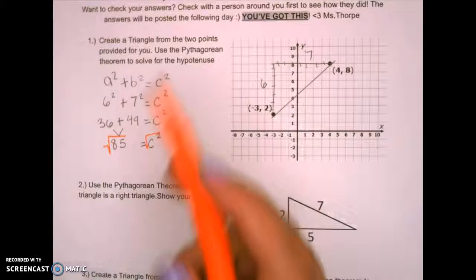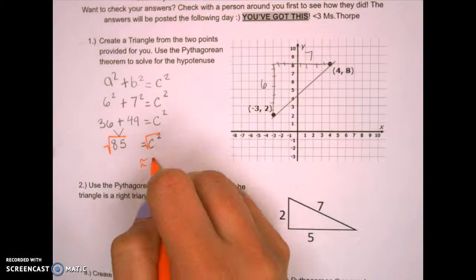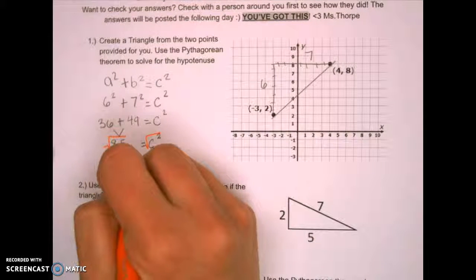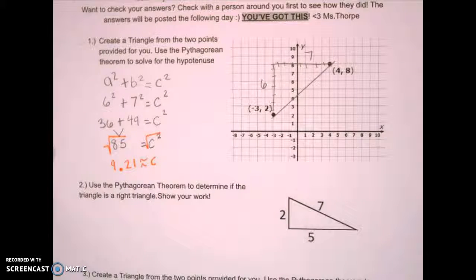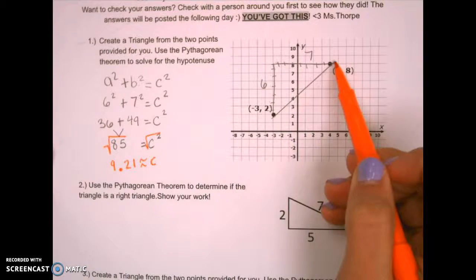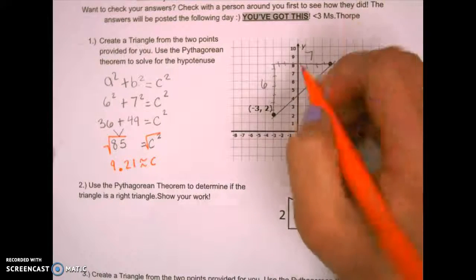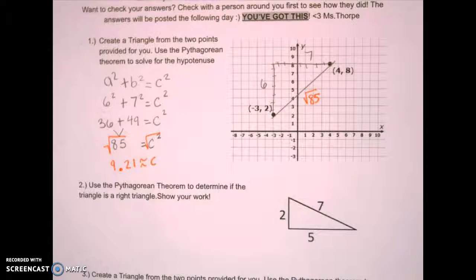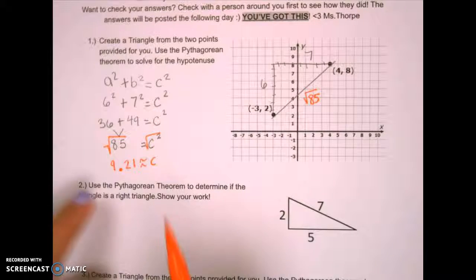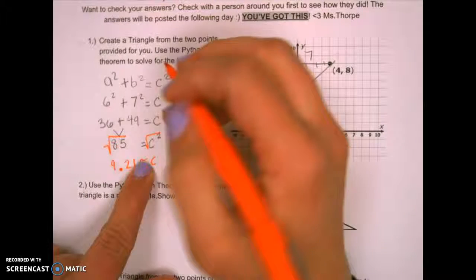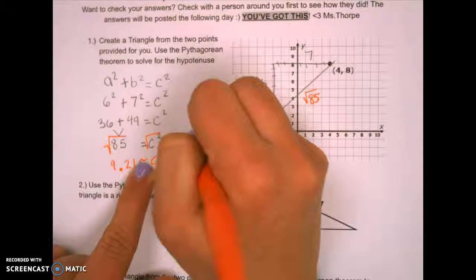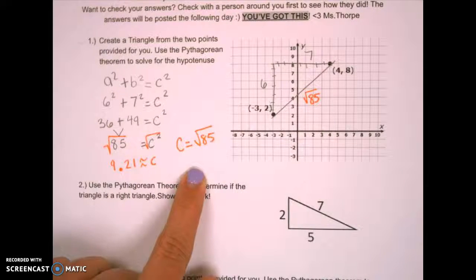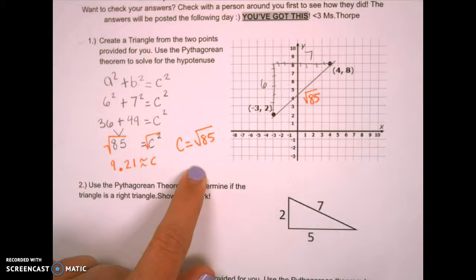If you want to go the extra mile, it is going to be 9.21. So this length is about 9.21, or the square root of 85. Okay, if you're going to leave it like this, make sure that you write c equals the square root of whatever number, so that way on your test I can see exactly what you know.